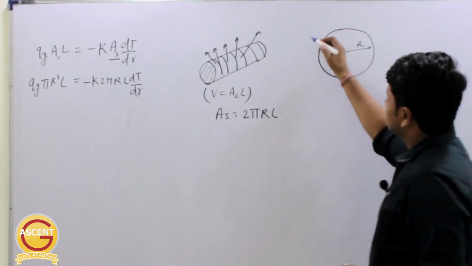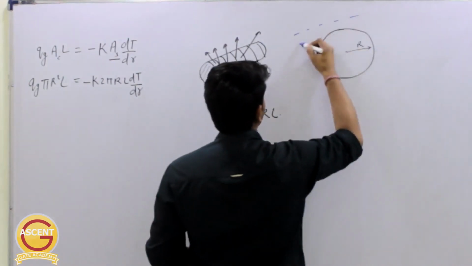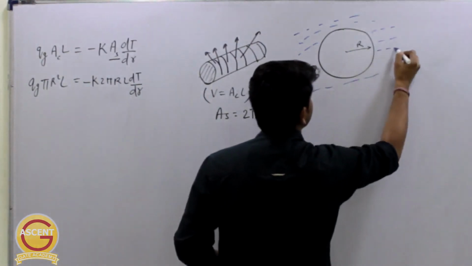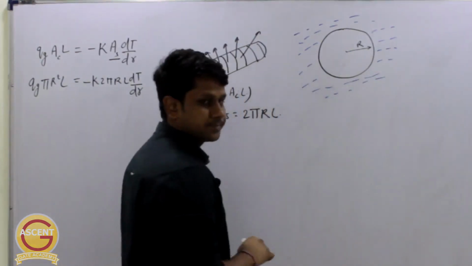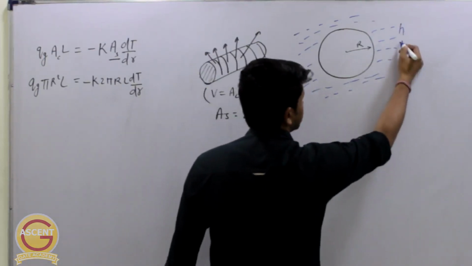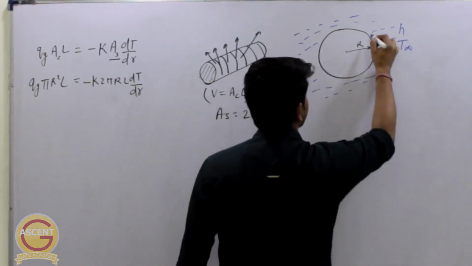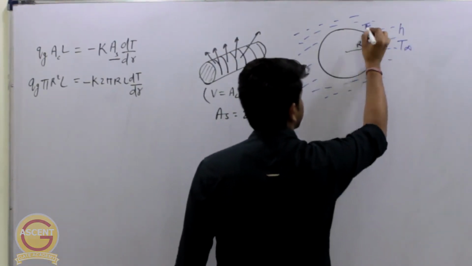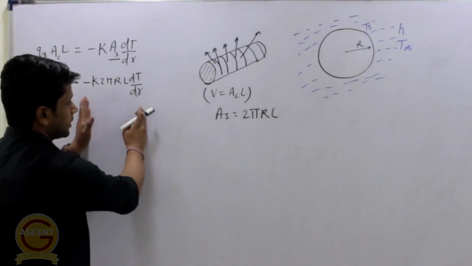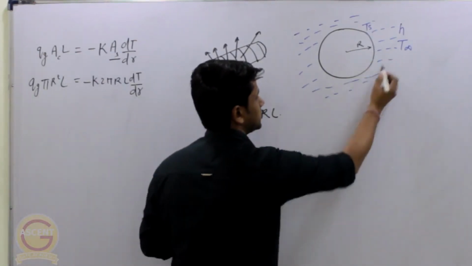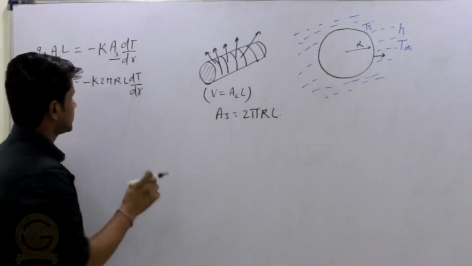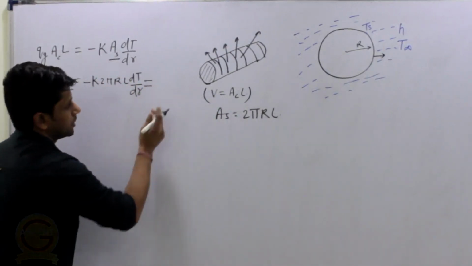Let's consider some fluid is surrounding this solid cylinder, right? So some fluid is surrounding this solid cylinder, and let's say the heat transfer coefficient for this fluid is h and the temperature of this fluid is T infinity. Temperature of this surface we know it is Ts. So this heat that is conducted from the surface of this cylinder, this heat will enter this fluid, right? So in a steady state, this same amount of heat will enter the fluid.